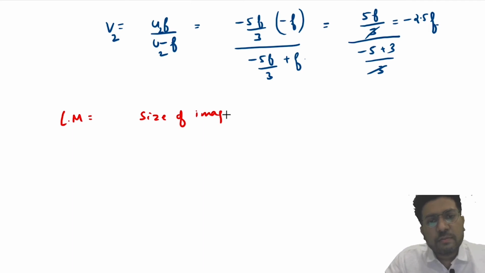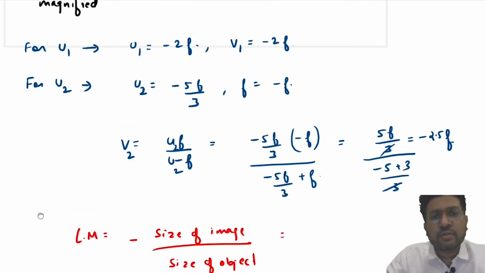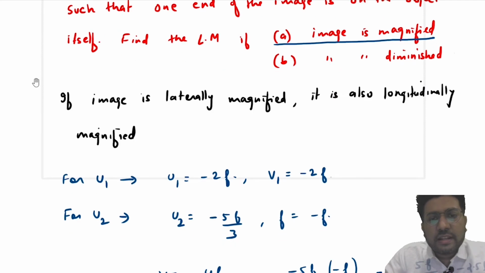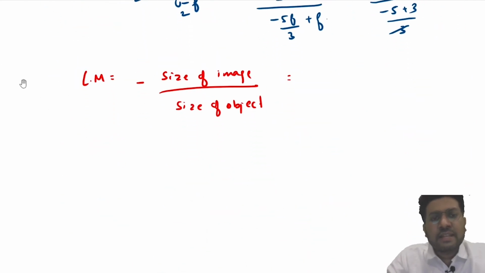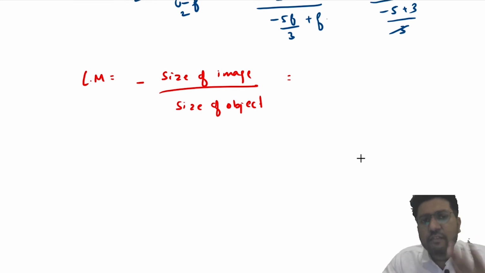So size of image divided by size of object, and size of image is V2 minus V1, that is equal to, I'll write minus here because you know that the image is always longitudinally inverted. You can see it in this diagram also. If the object is towards right, image is towards left, right? That is why an image is always longitudinally inverted, in every case, whether the mirror is concave or convex.